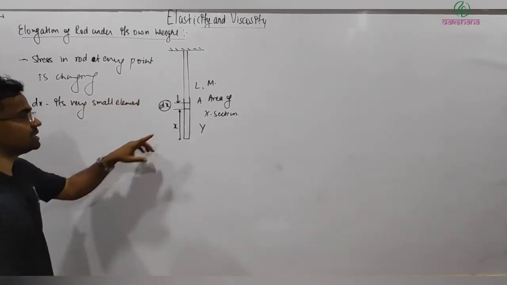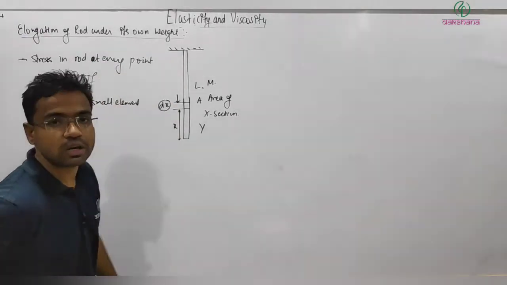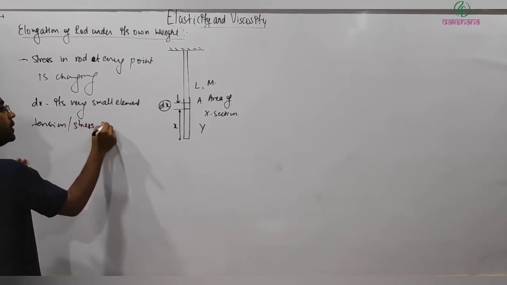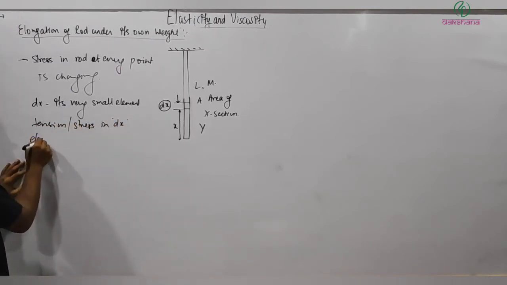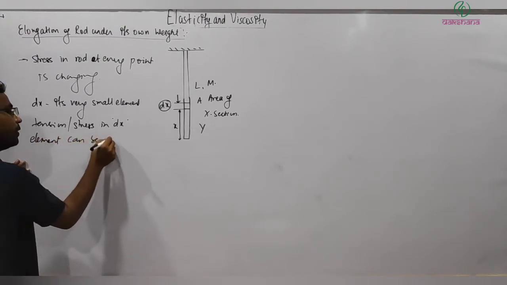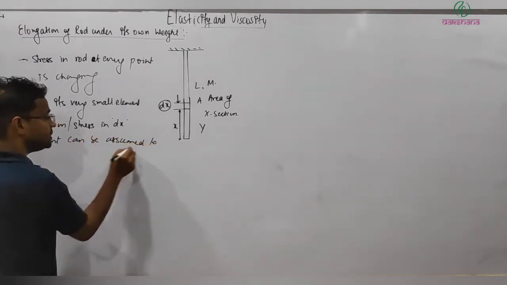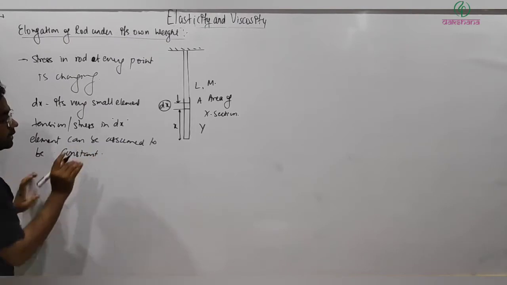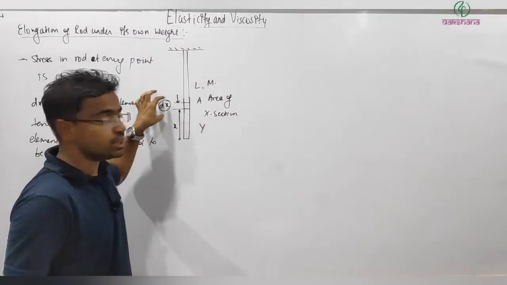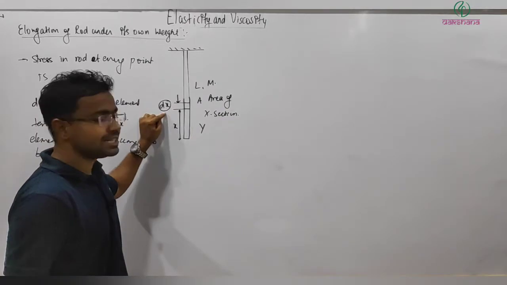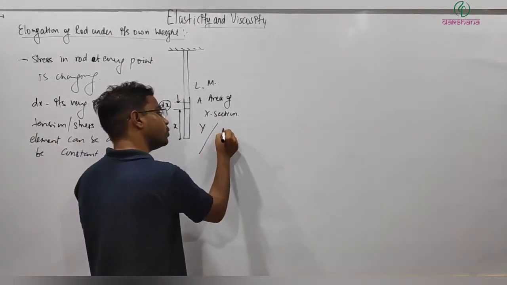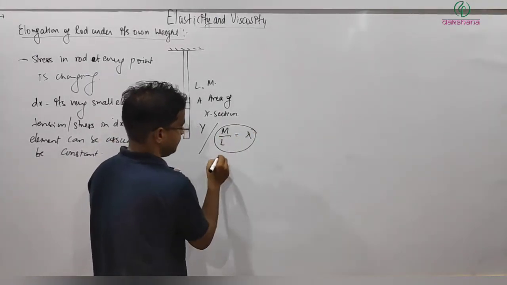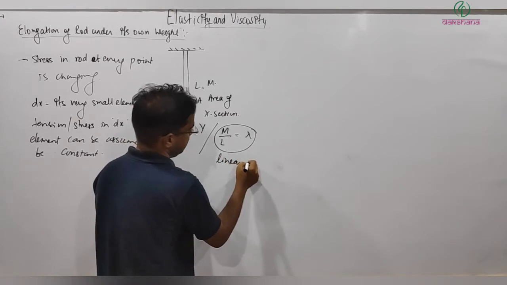So I can take the tension or stress in the dx element as almost constant. Tension or stress in the dx element can be assumed to be constant. Okay, then dx is the length of my small element. What will be the tension in this? See, total mass m divided by L, the length, is the mass per unit length, which we call lambda, or the linear density of the rod.